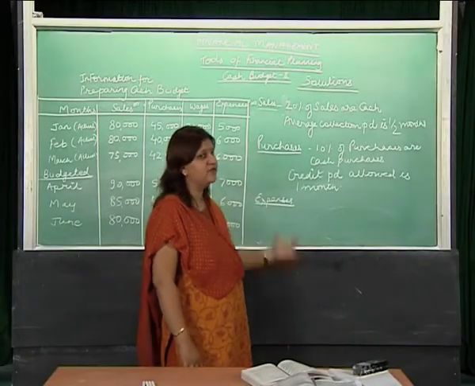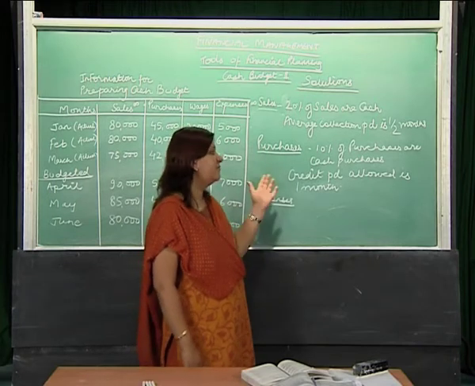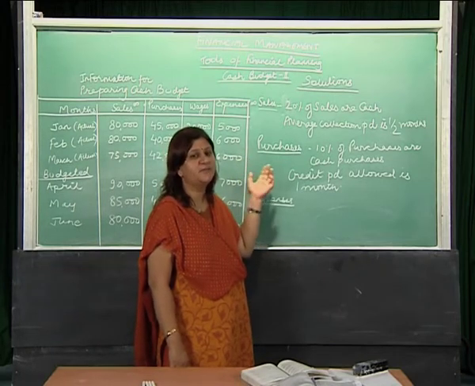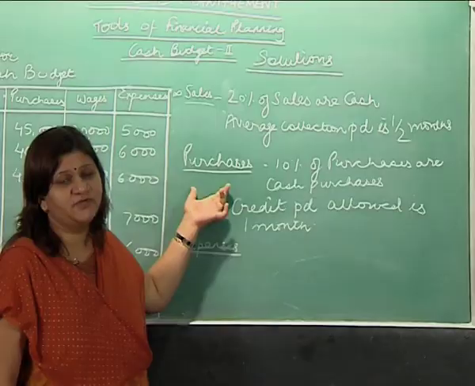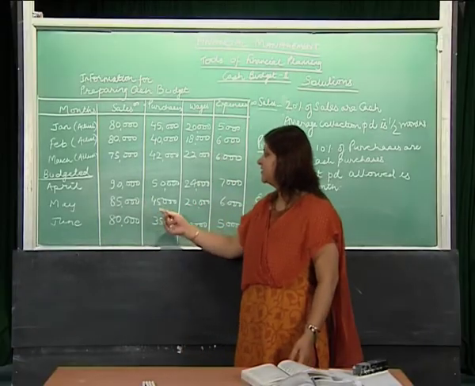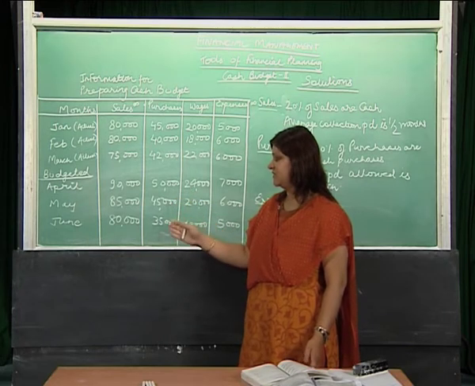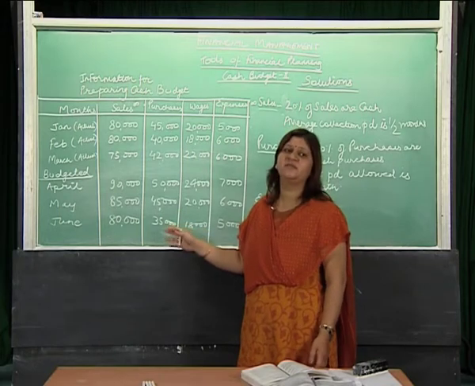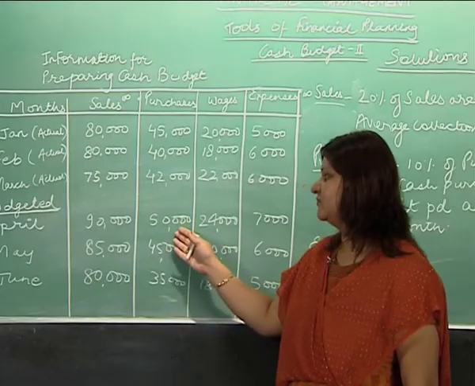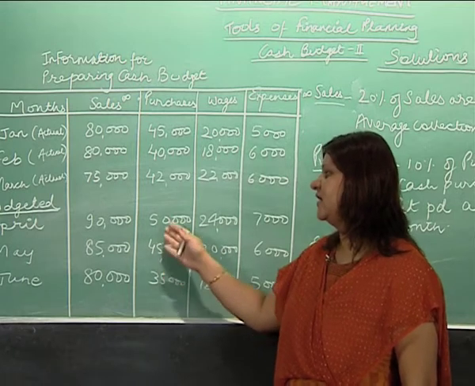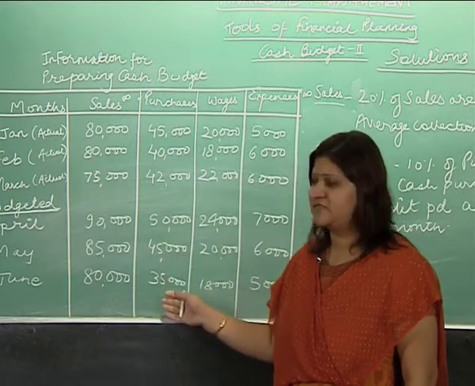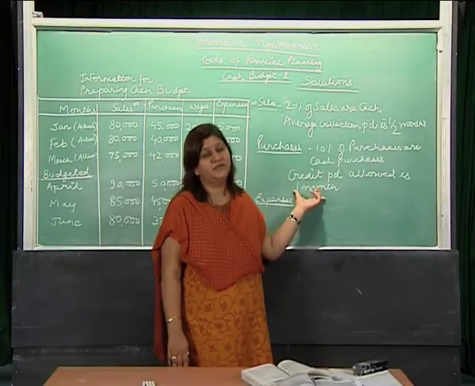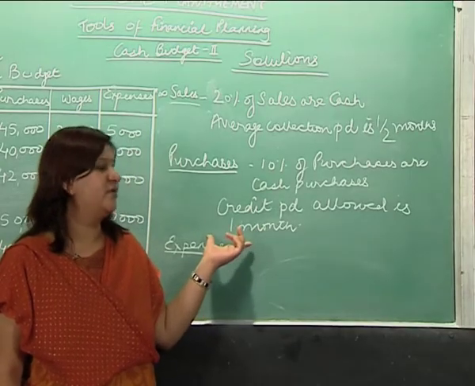Now, for the purchases, the following relevant information is given. 10% of the purchases are for cash. That means the cash purchases figure will be just 10% of the purchases. So, we can see our budgeted figure of purchases, that is 50,000, 45,000 and 35,000. So, 5,000, 4,500 and 3,500 will be the cash purchases, and the remaining, that is 45,000, 40,500 and likewise will be the credit purchases, and they will be paid off as per the credit period allowed to us. The credit period allowed is 1 month.